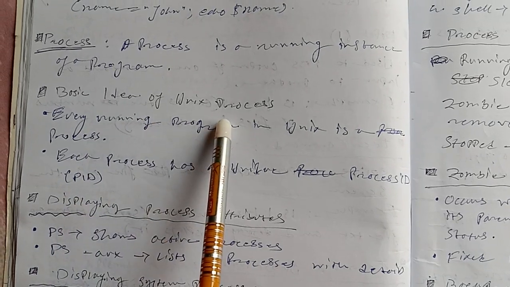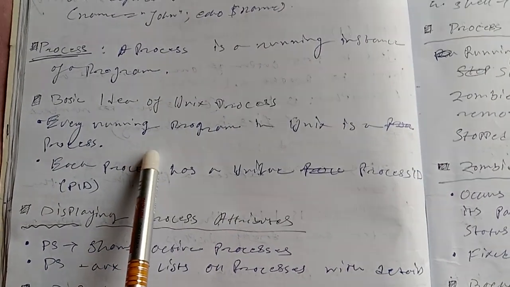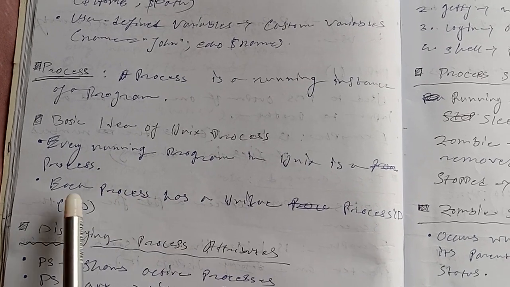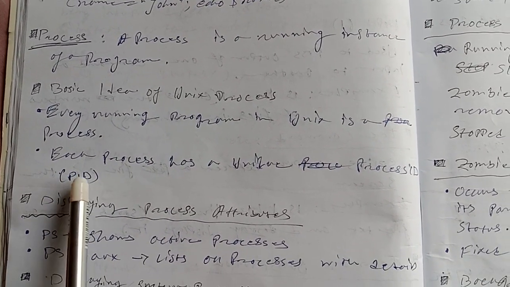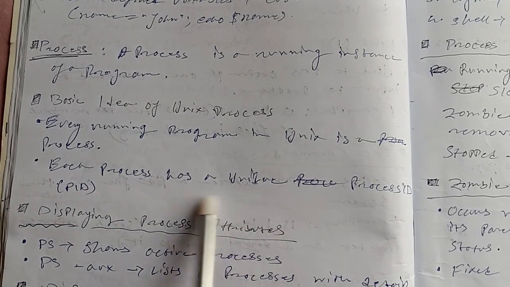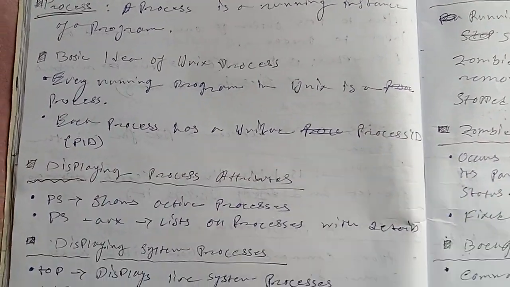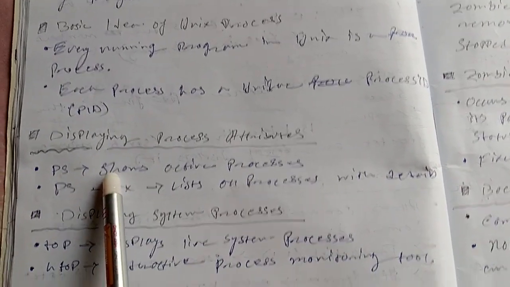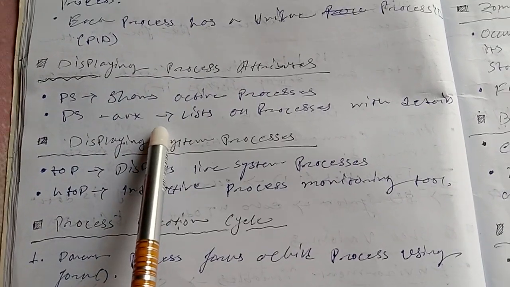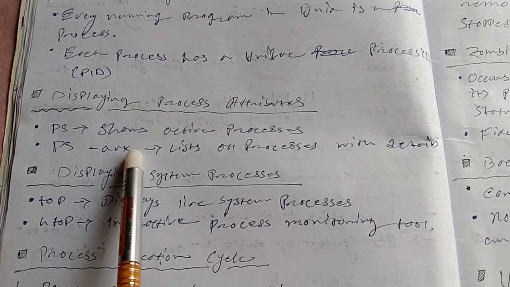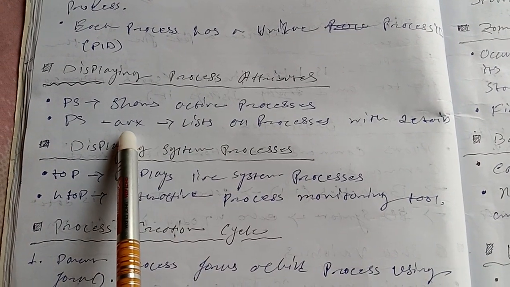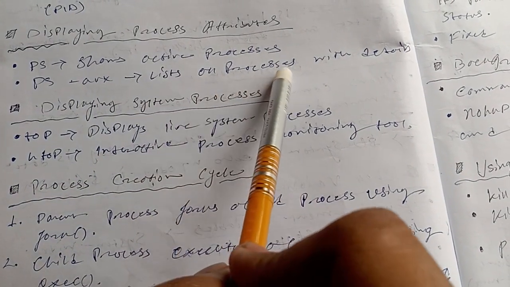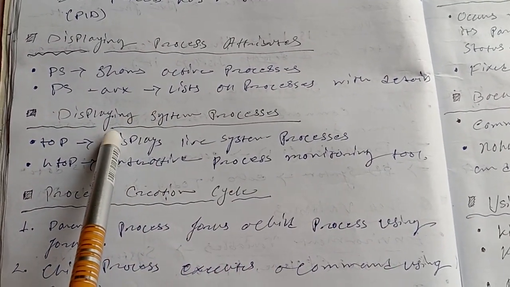Basic idea of the Unix process. Every running program in Unix is a process, just like I said, and each process has a unique process ID. Then displaying the process attributes: ps shows active processes, and ps -aux lists all processes with details.